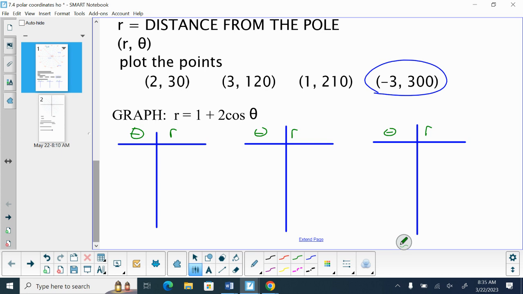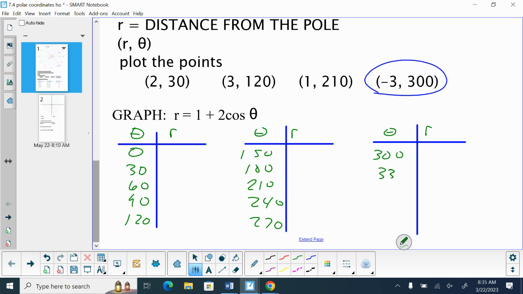The only thing we can do is plug in values of theta, and most of the time you can get away with multiples of 30. Make sure you're in degree mode in your calculator. All you can do is type in values of theta and solve for r. So I have 1 plus 2 cosine of 0, 1 plus 2 cosine of 30, 1 plus 2 cosine of 60.